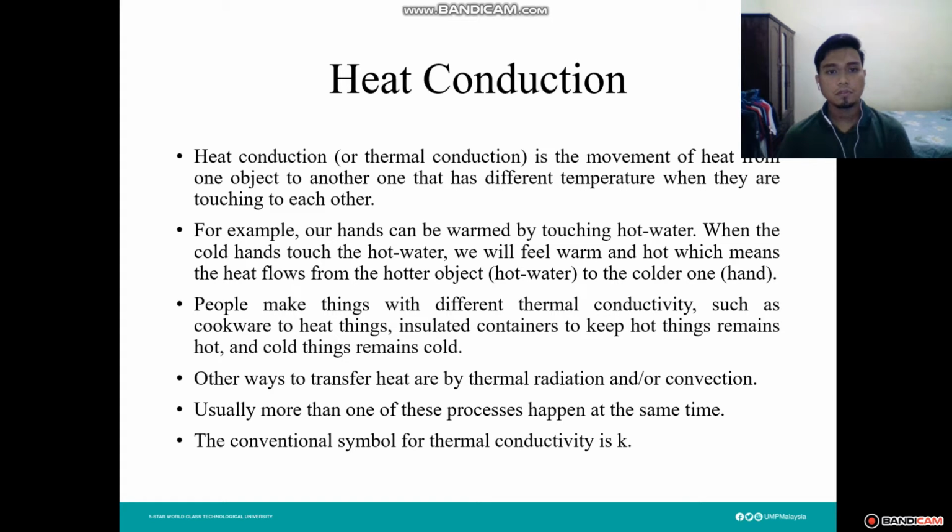People also make things with different thermal conductivity, such as cookware to heat things, and insulated containers to keep hot things hot and cold things cold. Other ways to transfer heat are thermal radiation and convection. Usually, more than one of these processes happens at the same time. The conventional symbol for thermal conductivity is k.